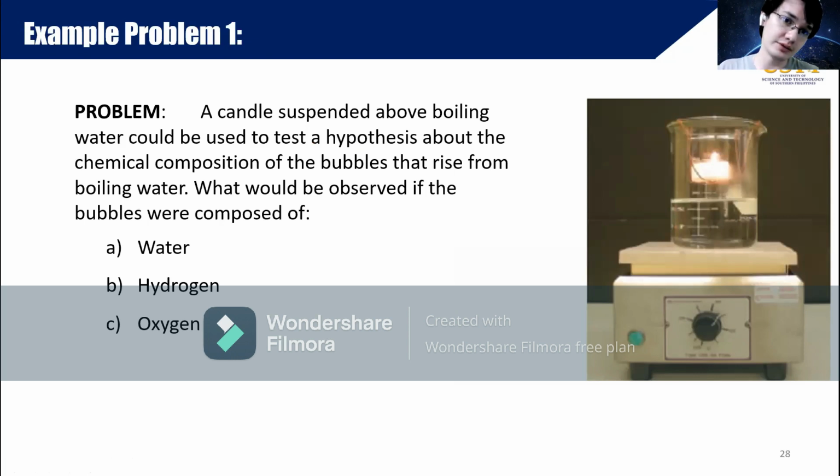So problem 1. A candle suspended above boiling water could be used to test a hypothesis about the chemical composition of the bubbles that rise from boiling water. What would be the observed scenario if the bubbles were composed of water, hydrogen, and oxygen?